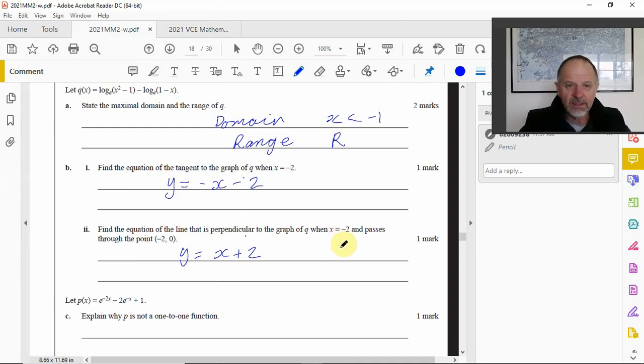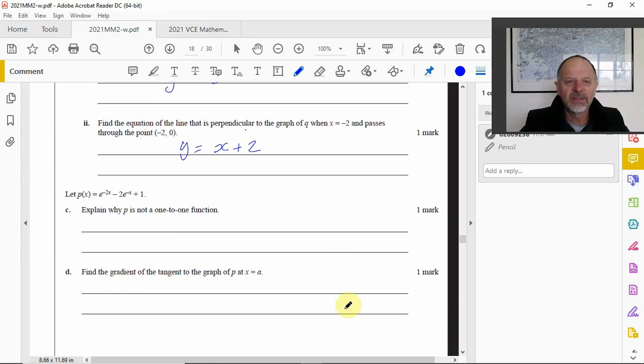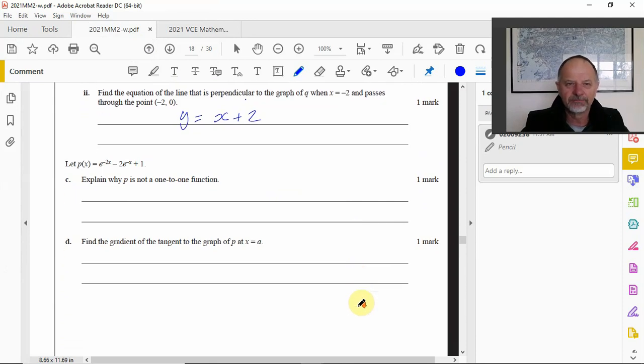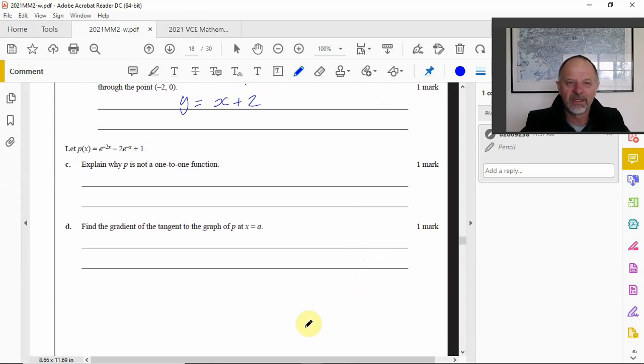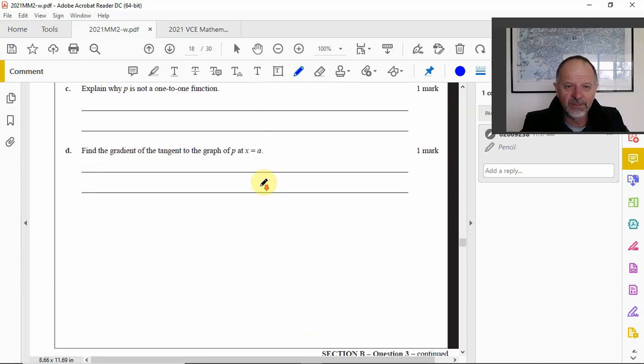All right, so now we can move to another function. This one's p. P is e to the negative 2x minus 2e to the negative x plus 1. Explain why p is not a one-to-one function. That's 1 mark, so you just have to give the reason why it's not. There are a few different ways that you could do that.